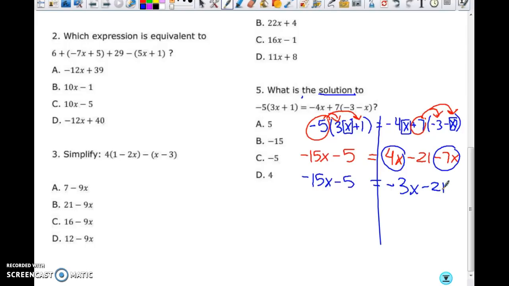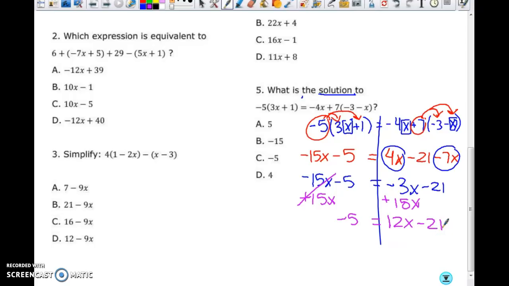The next step says we move the smallest variable. Which one is smaller? Remember, the bigger the negative, the smaller you are. So we're going to move the negative 15. How do we move a negative 15? That's a positive 15. So we do positive 15 to both sides. Alright, this side will cancel. Bring down your negative 5 is equal to negative 3 plus 15 leaves us with 12x. Bring down your negative 21.